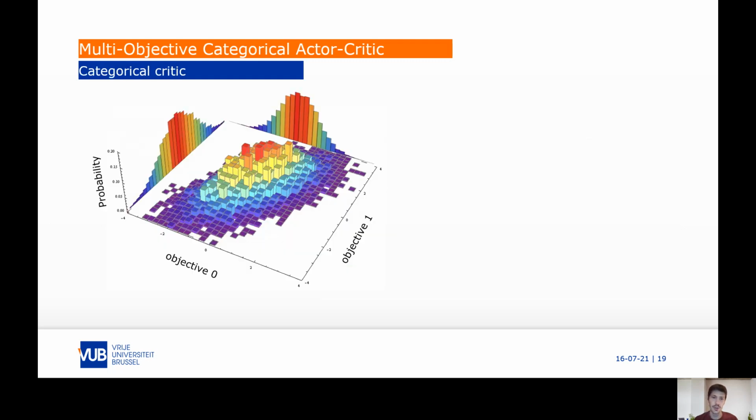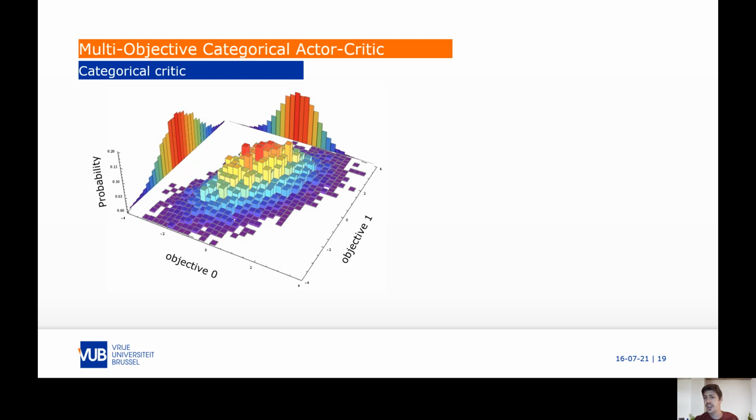So this is going to be our critic. The job of our critic is going to be to learn a multivariate distribution. In this example, it's a bivariate distribution because there are two objectives, where we do a categorical distribution in order to make it computationally efficient.